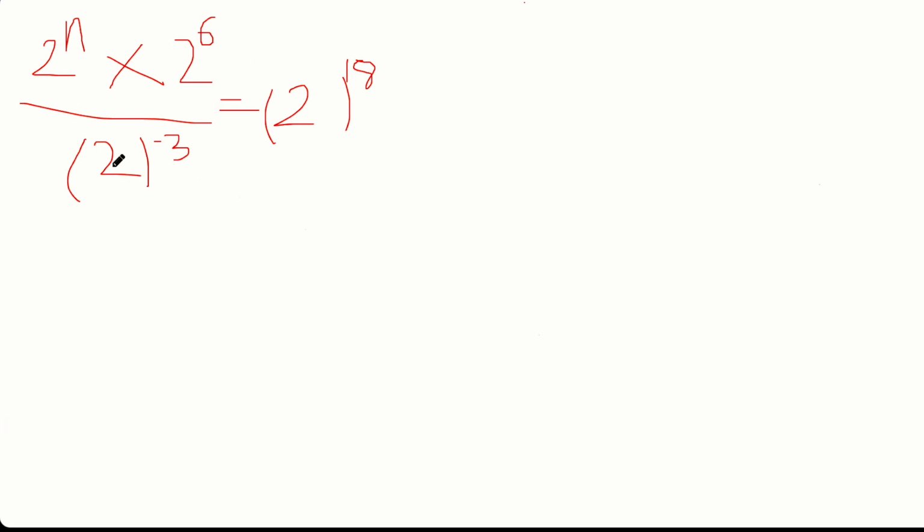Here we are given that 2 raised to power n multiplied by 2 raised to power 6 divided by 2 raised to power minus 3 is equal to 2 raised to power 80. Here we have to find the value of n.